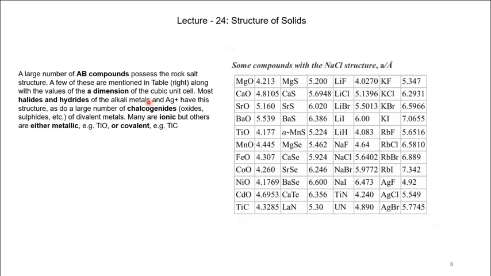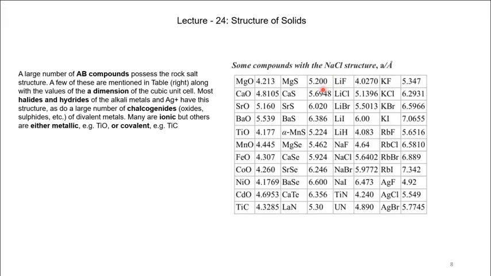Now we can see this table, which shows the compounds which crystallize with the rock salt structure and also their unit cells. We show it here. So you see that lots of compounds have a cubic unit cell, most of the halides and hydrides of alkali metals. These are the halides of alkali metals, and hydrides of alkali metals. You see, they can crystallize with the rock salt structure.